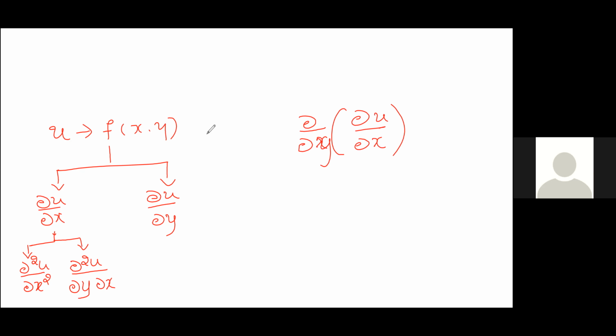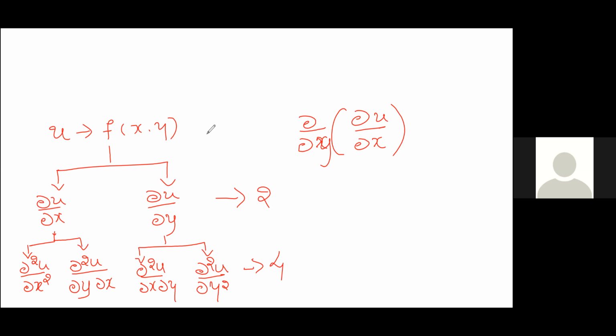Okay. So now the second term. Differentiate this one again with respect to x and y. Here it will become dou square u by dou x dou y, and this one will become dou square u by dou y square. So how many second order derivatives did we get? 4, right? So there are 2 first order partial derivatives and 4 second order partial derivatives.